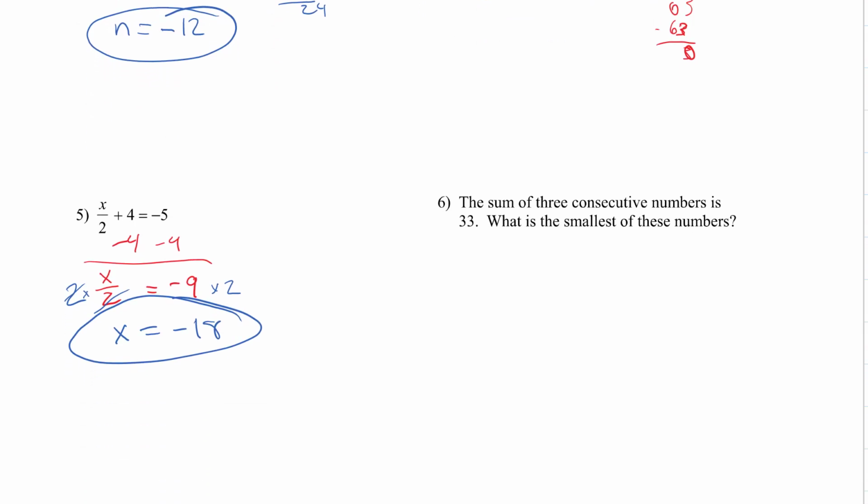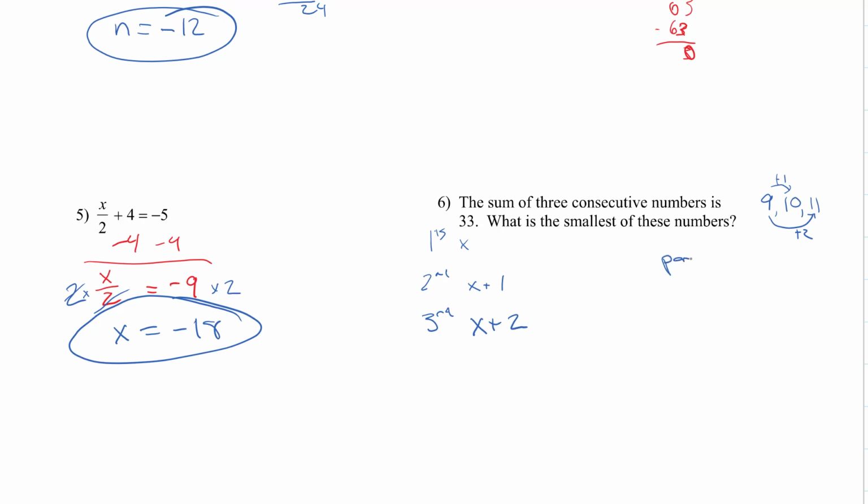Okay, on the last one on this page, I've got the sum of 3 consecutive numbers is 33. So I've got my first number will be x. My second number will be the next number. So remember, if I have like 9 is my first, then 10, then 11. It's like I'm adding 1 each time. Okay, so the third number is going to be like my original, but then I'm going to add 2.